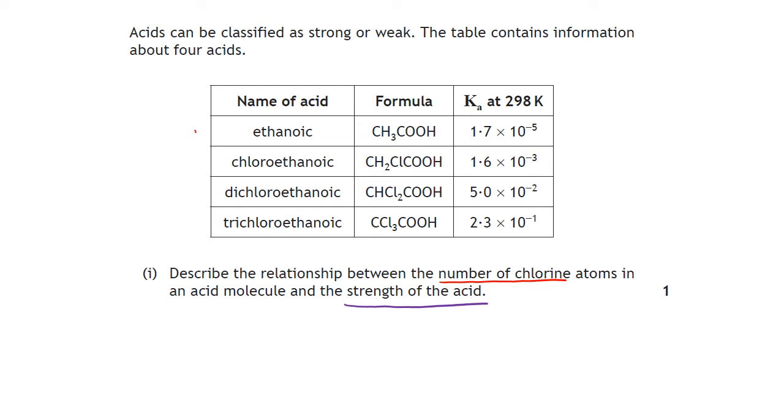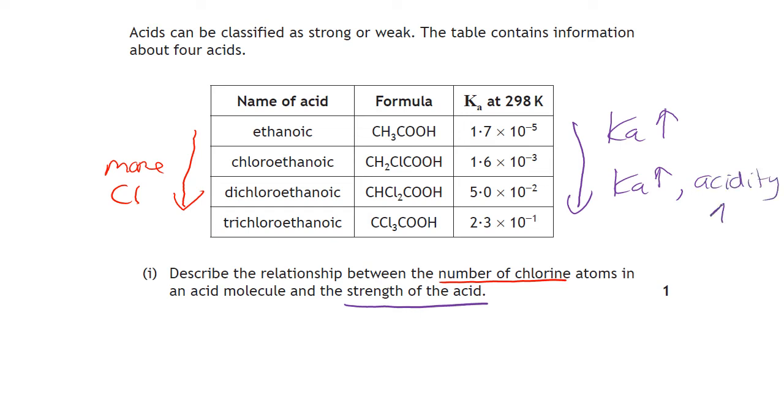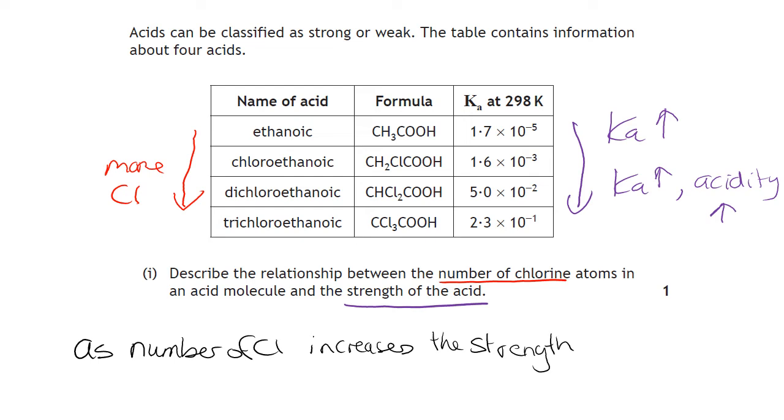Now what we can see with the chlorines, as we go down this table, we are getting more chlorine. As we go down the table, our Ka is increasing. Now, as Ka increases, that means acidity is increasing because Ka is related directly to acidity. So as we go down the table, Ka is increasing, so acidity is increasing, which means our conclusion would be as number of chlorine increases, the strength of acid increases. And that would be our conclusion.